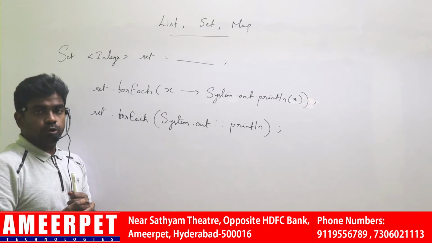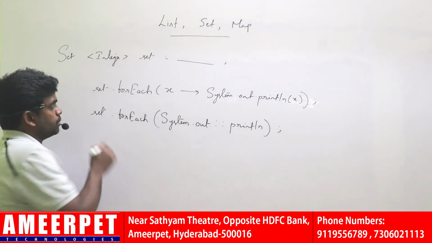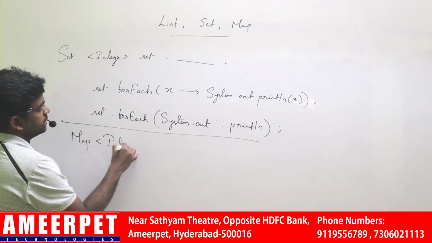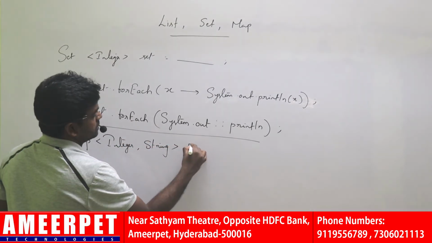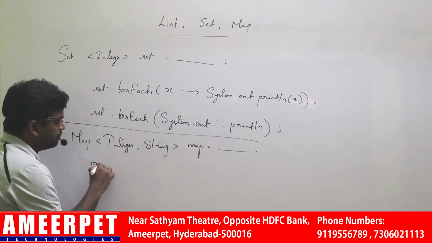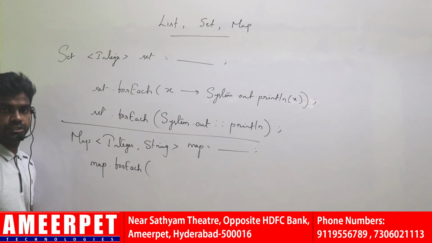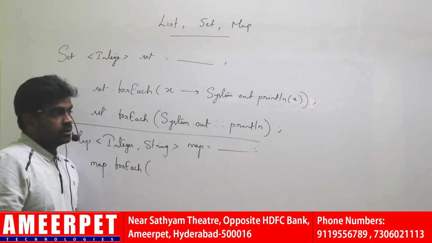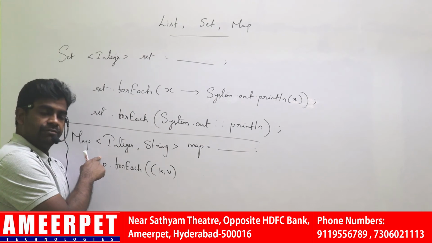Sir, suppose I want to process the elements of a map. We know that a map is a key-value pair. Suppose you are creating a map where the keys are integer types and the values are string types. It's the same story when we use map.forEach. Now you will get two things: one is a key and the second one is a value. Automatically from the map they will come.